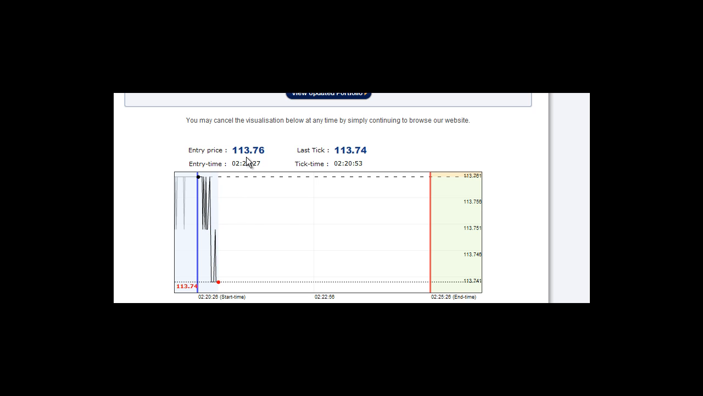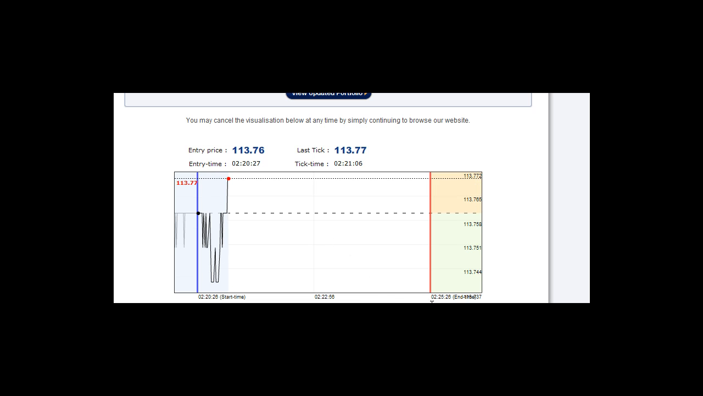So we entered at 113.76, and we entered at 220.27. What's got to happen is over the next 5 minutes this has got to bounce around, do all the little things that it wants to do, and at 225.26 it has to be below 113.76 to be a successful trade. So we're just going to let that do what it does and travel around. We'll see how we go.